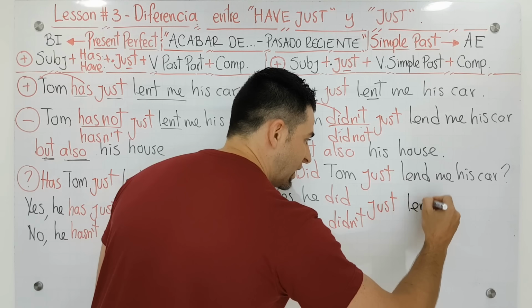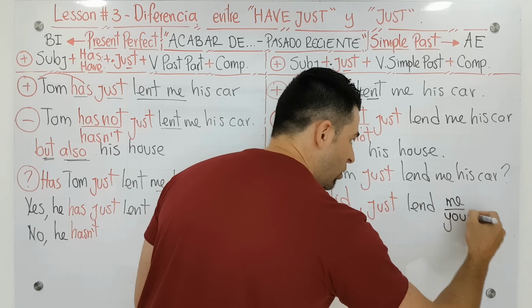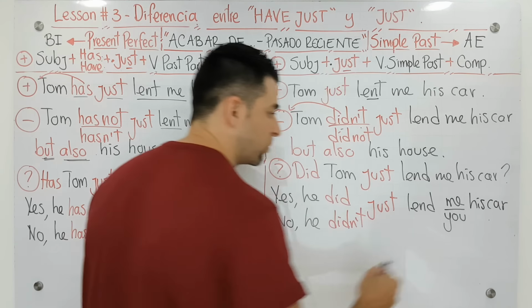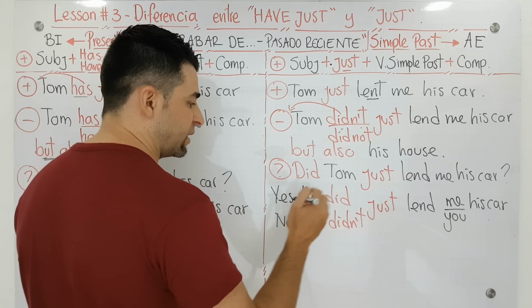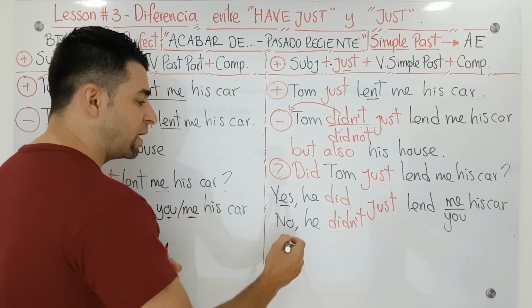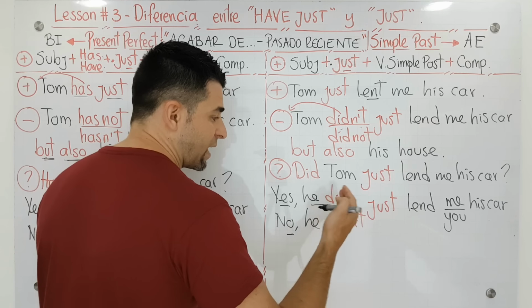y vamos a colocar aquí lend y cualquiera de las alternativas que trabajamos ahorita, me o you, y vamos a colocar his car como complemento. ¿Cómo así, Pacho? Yes, he did. This could be a very good answer, but it's very short and less polite. ¿Sí? No is also the same. También lo mismo. We have to add, or we can add some more.